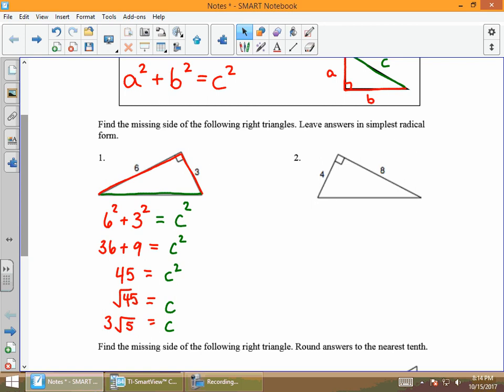Here you go, taking a look at question number 2. The legs, again, make up the right angle. And the hypotenuse is what we're trying to find. So we'll call that C.